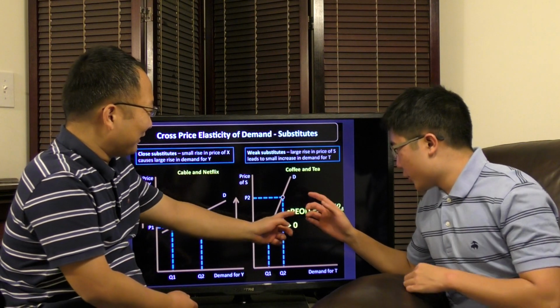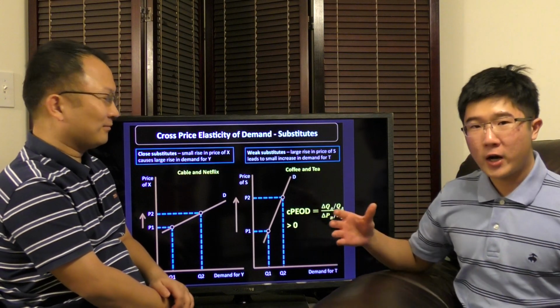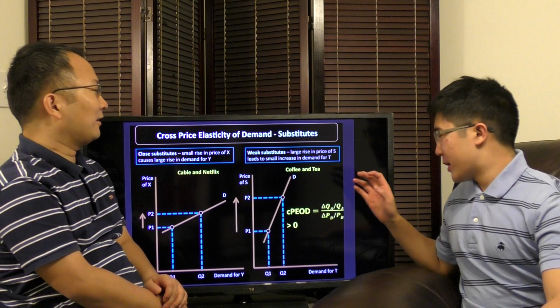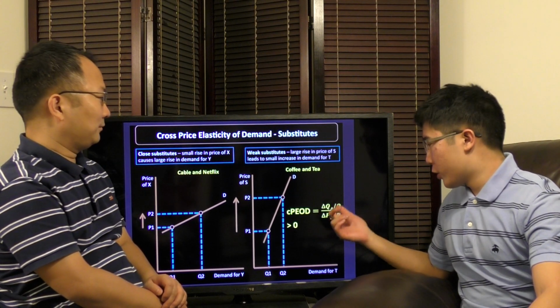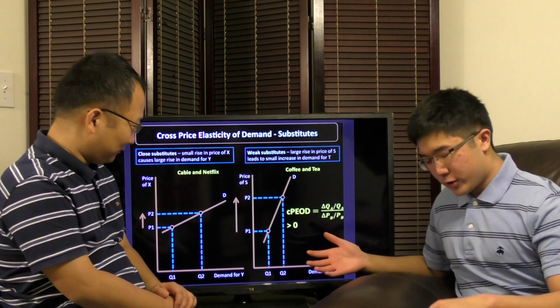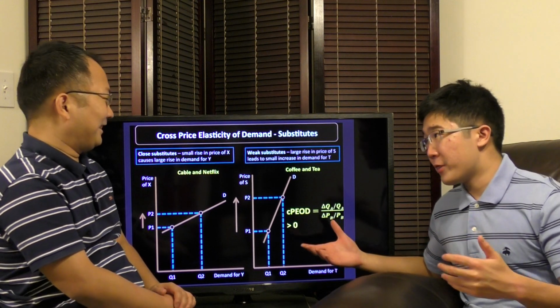So we noticed that for cross-price elasticity of demand, because a rise in price corresponds with a rise in demand for the other good, we basically see positive over positive. The change in price is always positive, and the change in demand is always positive for the other good. So the cross-price elasticity of demand is larger than zero.